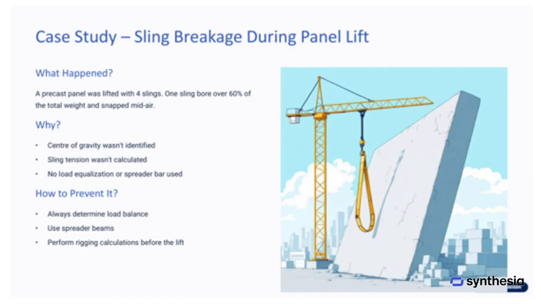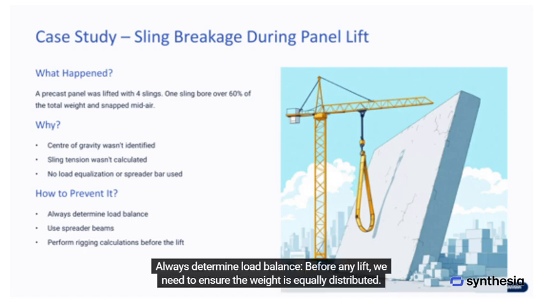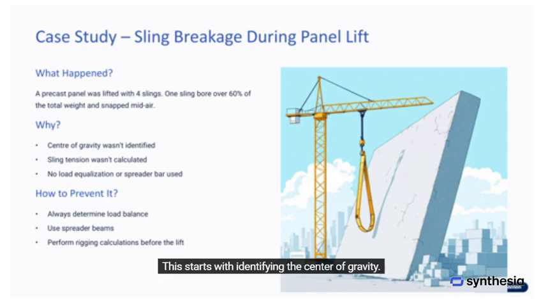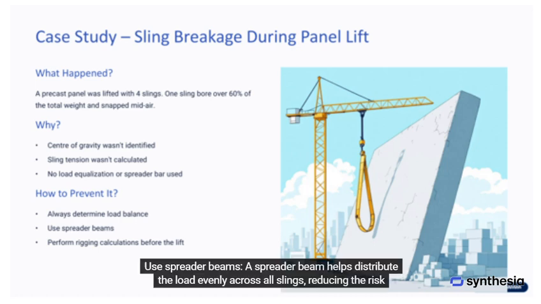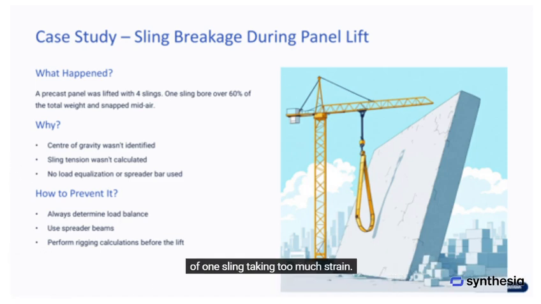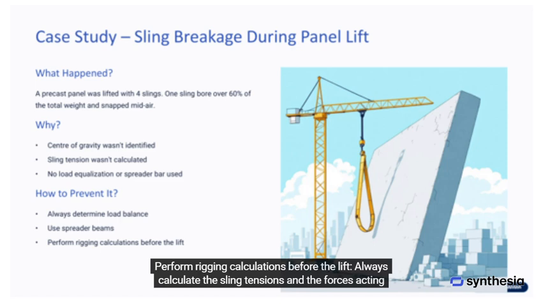How can we prevent this from happening? Here's what we need to do. Always determine load balance. Before any lift, we need to ensure the weight is equally distributed. This starts with identifying the center of gravity. Use spreader beams. A spreader beam helps distribute the load evenly across all slings, reducing the risk of one sling taking too much strain.